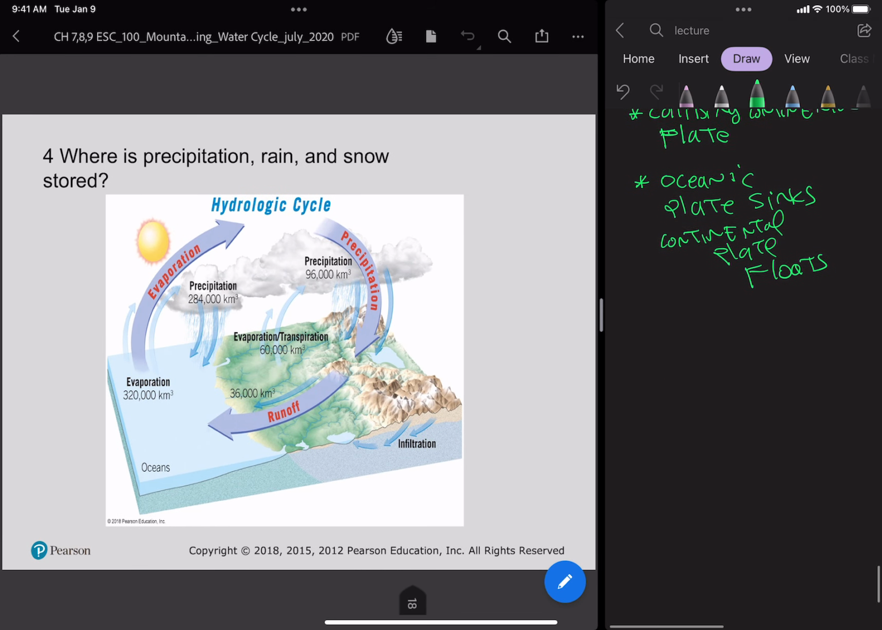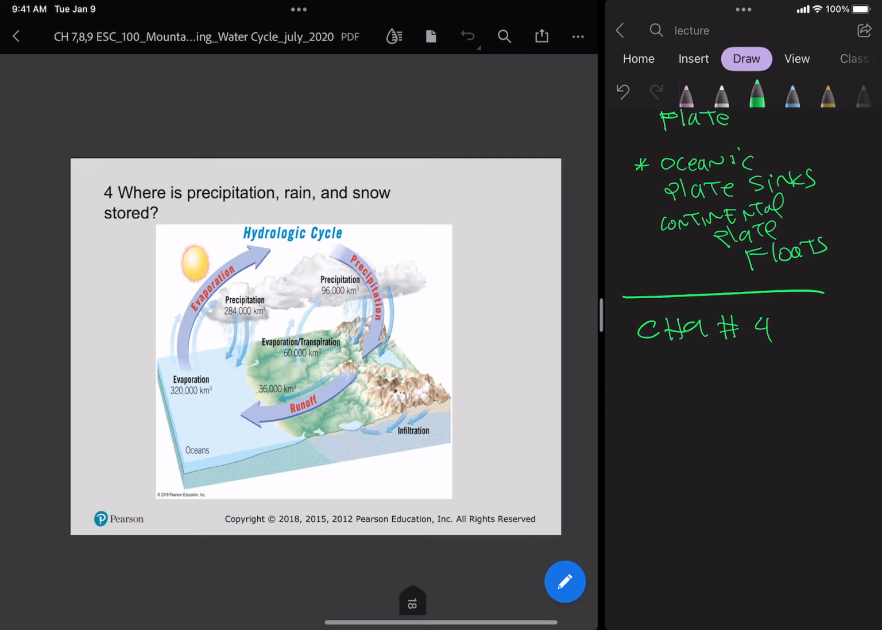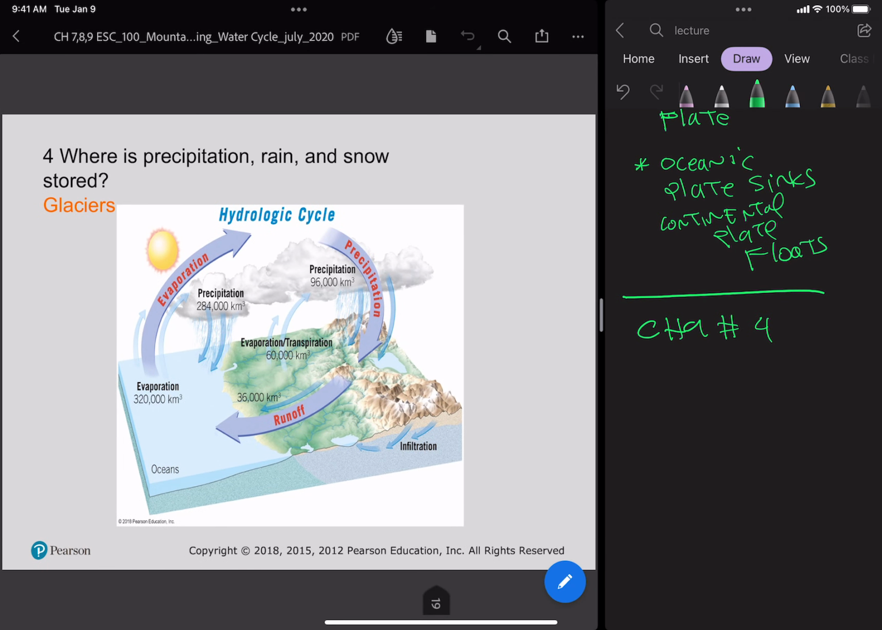Okay, next question. So back to Chapter 9, number 4. Where is precipitation in the form of rain and snow stored? Looking at the picture, you can see it right there. Precipitation is stored in glaciers.